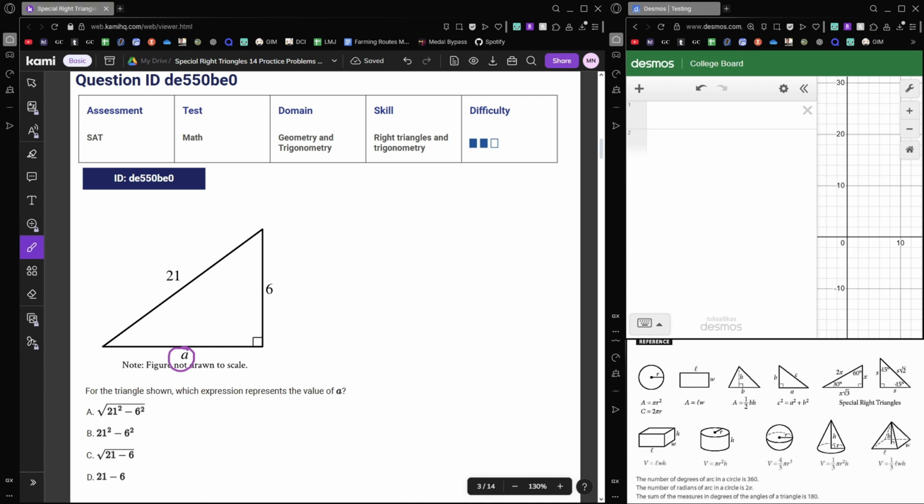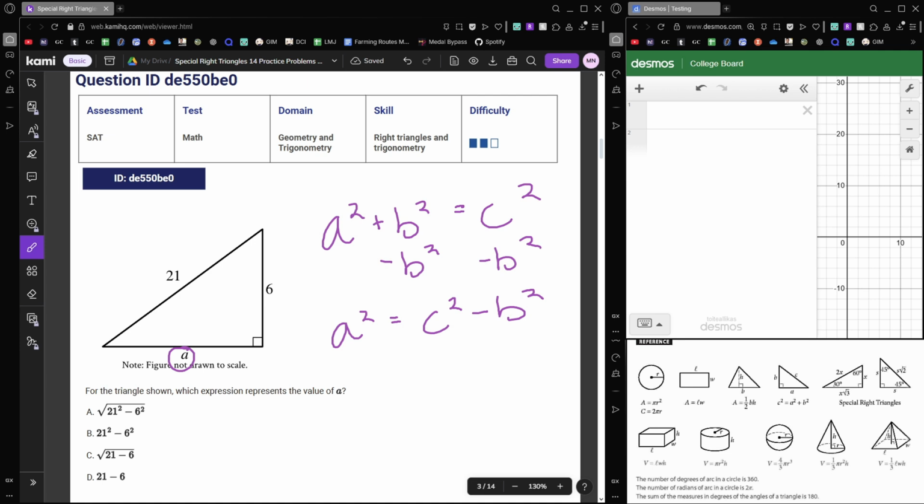Now you don't even need to memorize the Pythagorean theorem, although I'm pretty sure all of us have it memorized at this point. But once again, it is in the reference sheet in the bottom right hand corner. So a squared plus b squared is equal to c squared. And then to get a squared by itself, let's subtract b squared from both sides, to get a squared is equal to c squared minus b squared. And then to get a by itself, we're going to take the square root of both sides and get that a is equal to the square root of c squared minus b squared.